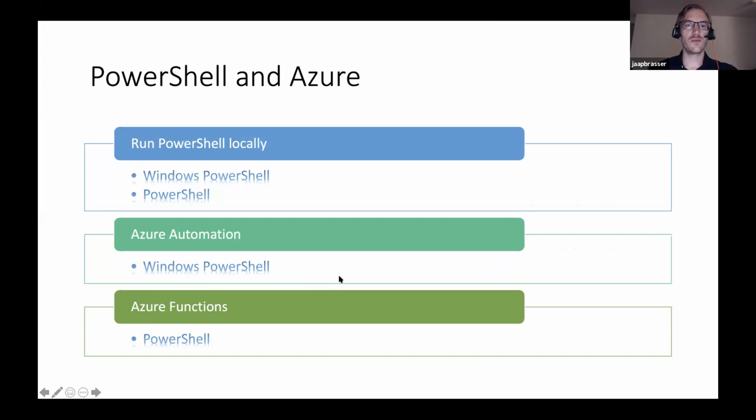So when running PowerShell locally, assuming that you have a Windows machine, you can run both Windows PowerShell and PowerShell. After version 5, PowerShell was briefly called PowerShell Core, and starting in PowerShell 7, it was renamed to just PowerShell. If you're using Azure Automation, there's only Windows PowerShell available in there. And in Azure Functions, you have just regular PowerShell 7 available.